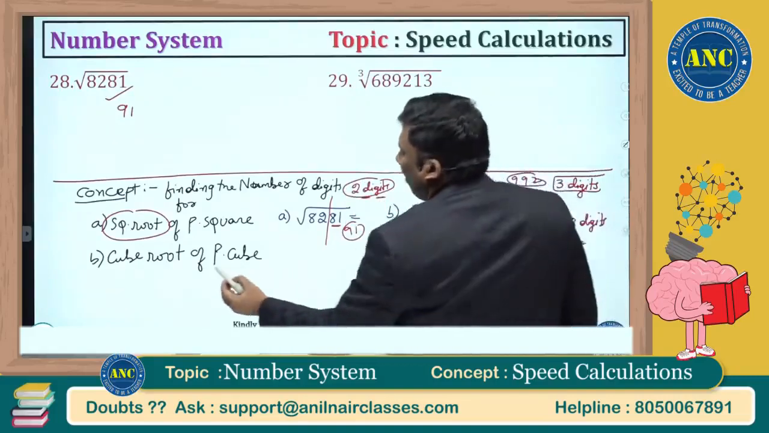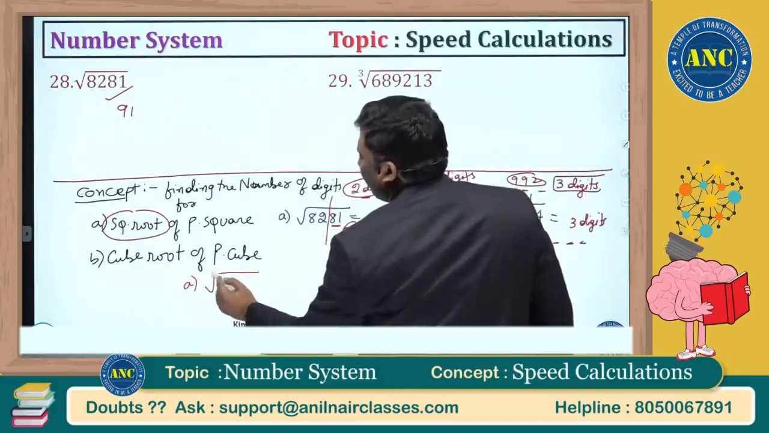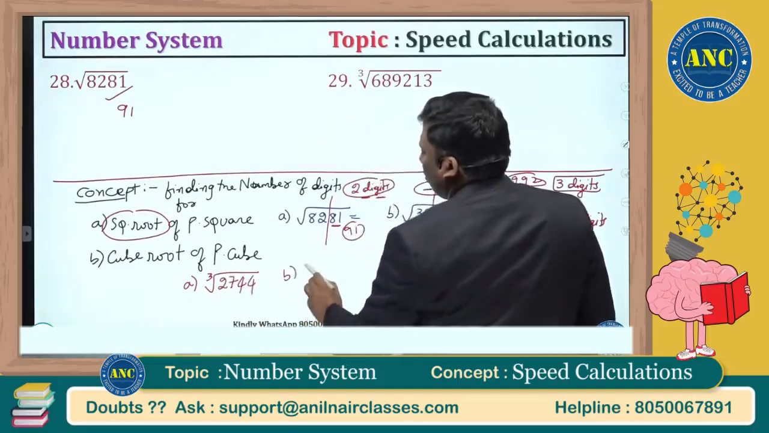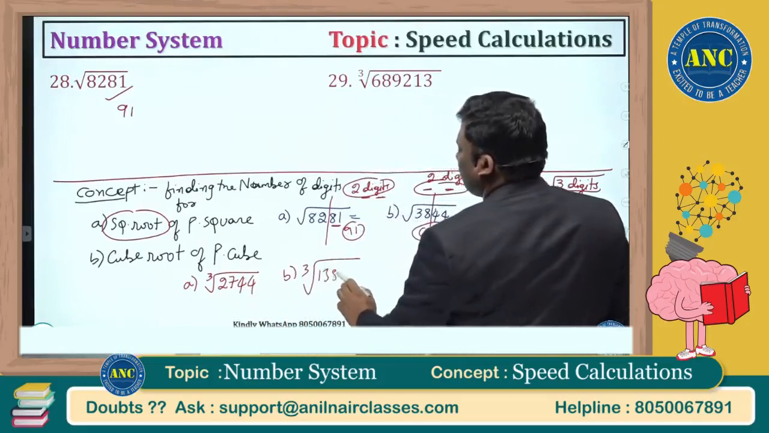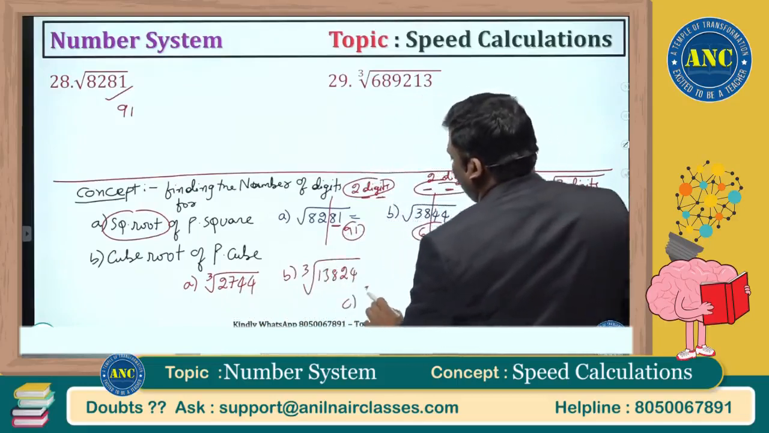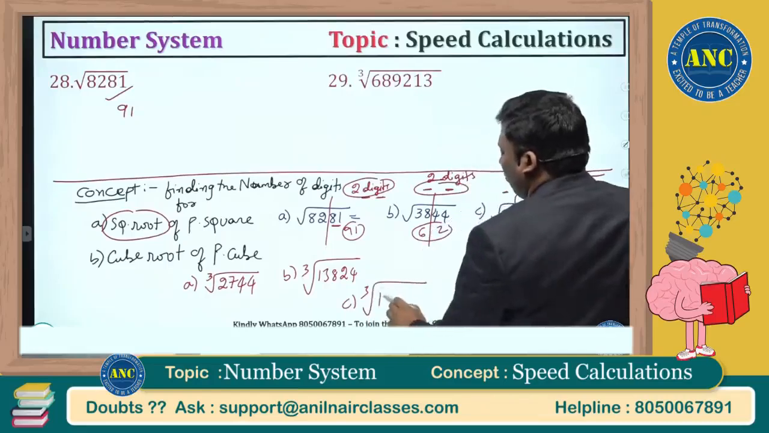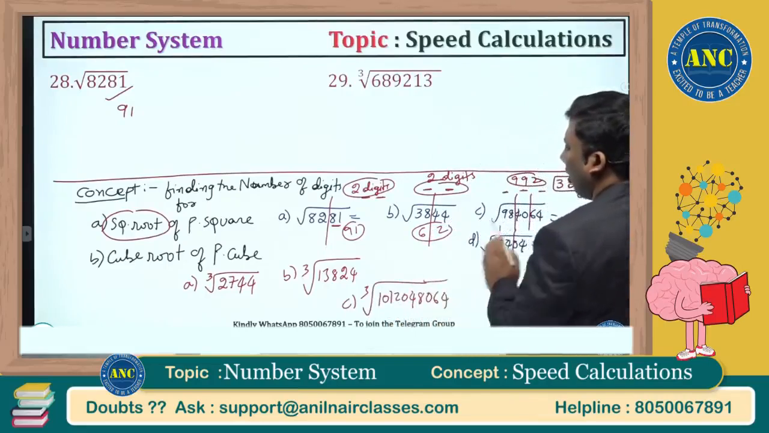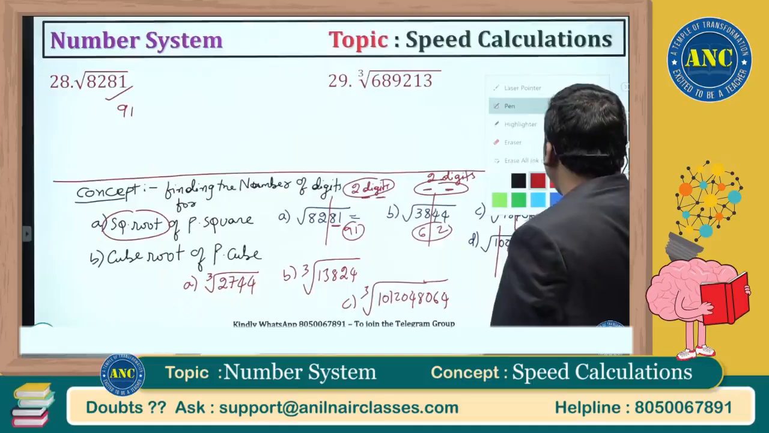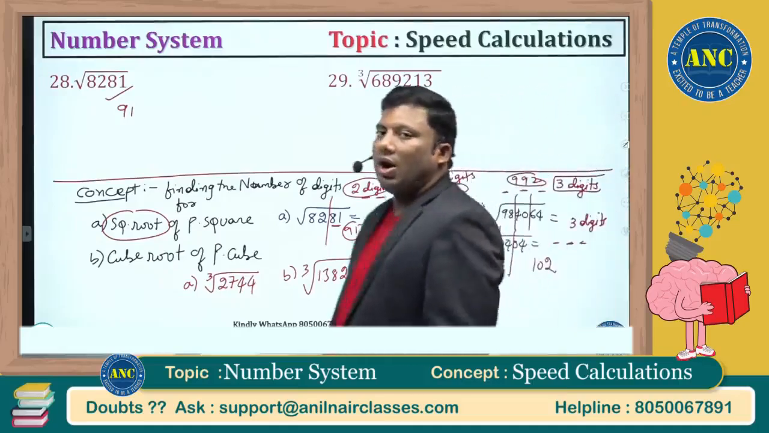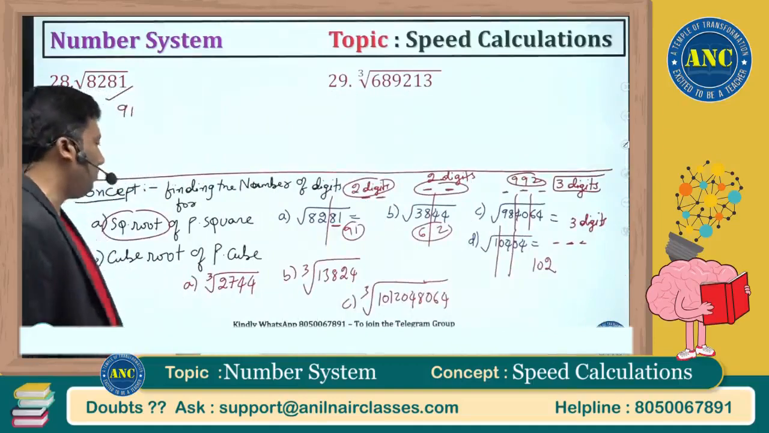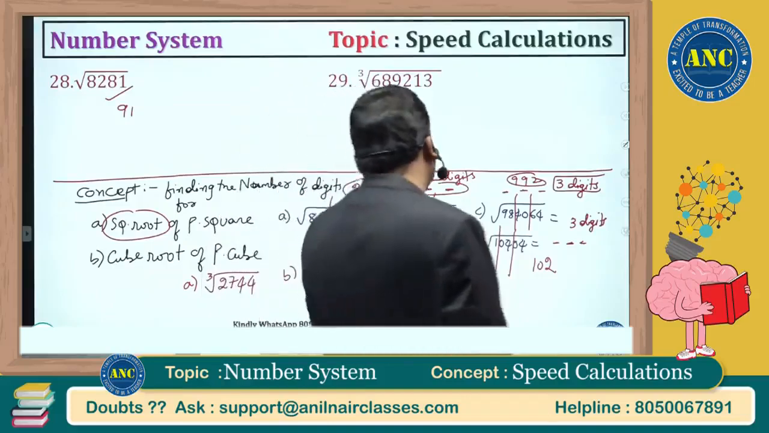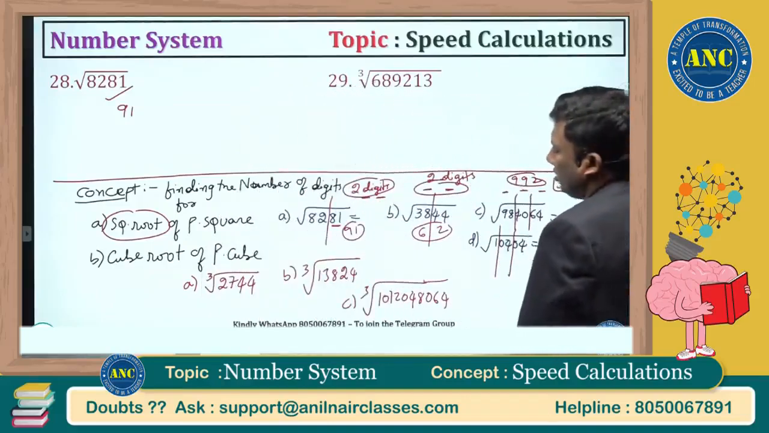Suppose it is a perfect cube. Cube root of 2744, cube root of 13824, cube root of 1012048064. All these numbers are perfect cubes. How to find the cube root of a perfect cube?